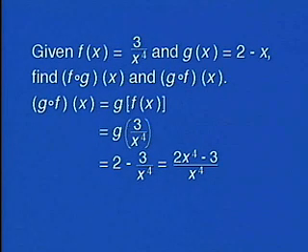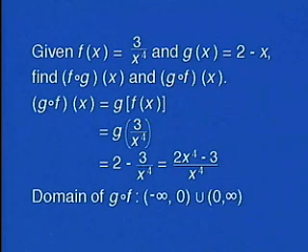Again, let's be careful with the domain. We look at the domain of the inside function, which is everything except 0, and we look and make sure that all the outputs of f of x can be used as inputs to g, and they can. So all we have to do is exclude 0. So the domain of g circle f is equal to negative infinity to 0, or 0 to infinity, not including 0.